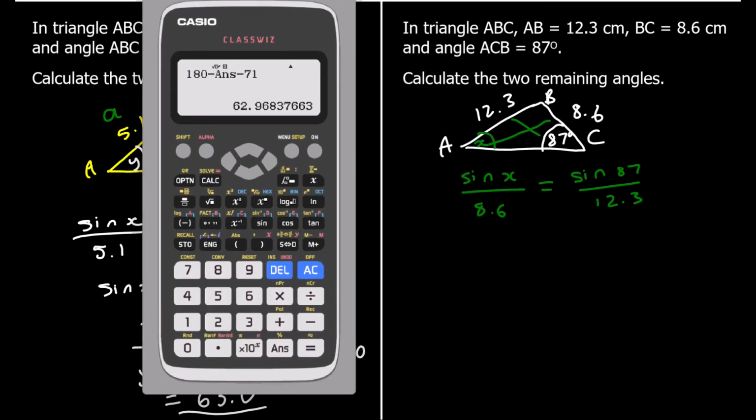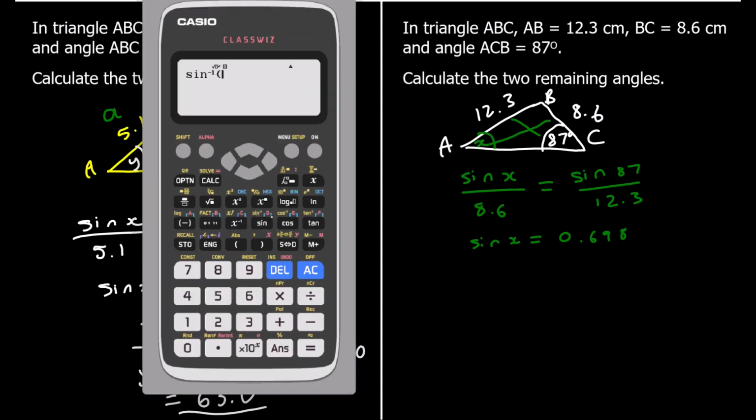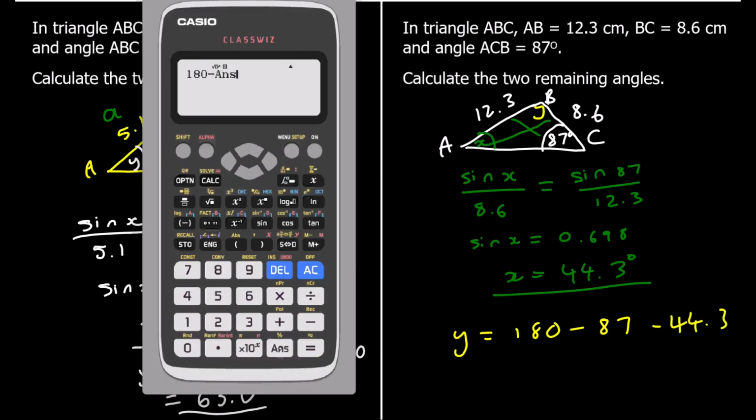So we can find sine x by doing sine 87 over 12.3 times by 8.6. So that sine x is 0.698. Shift sine, 44.3. Then the other missing angle is going to be 180 take away the 87, take away the 44.3. And that is 48.7.